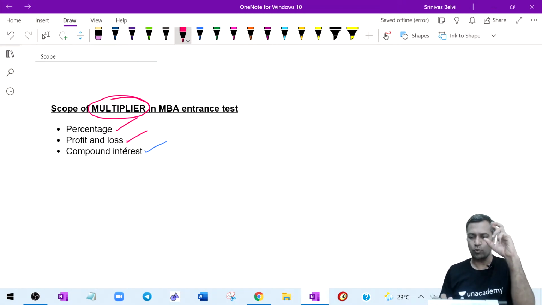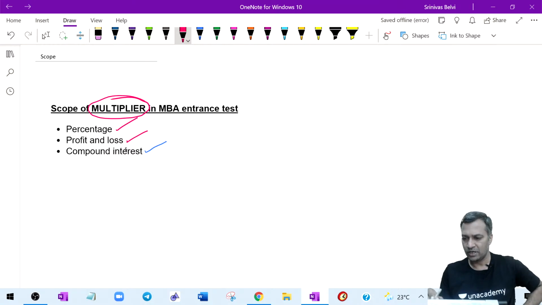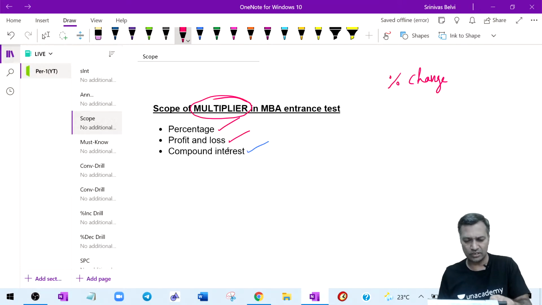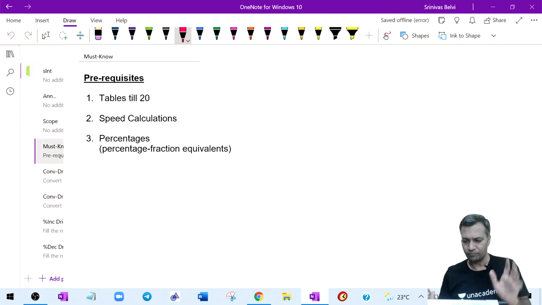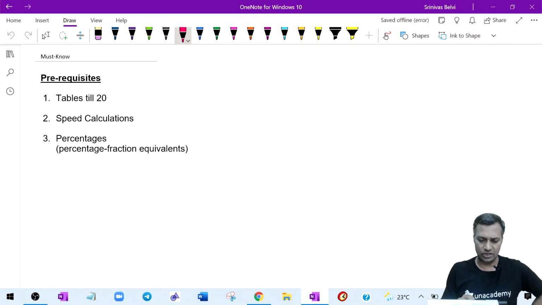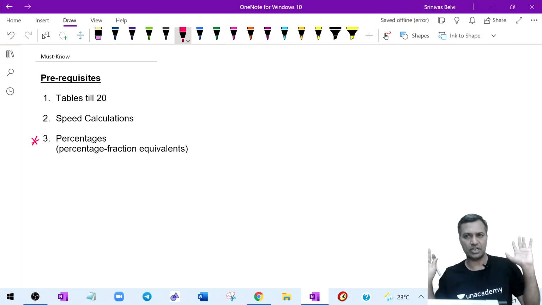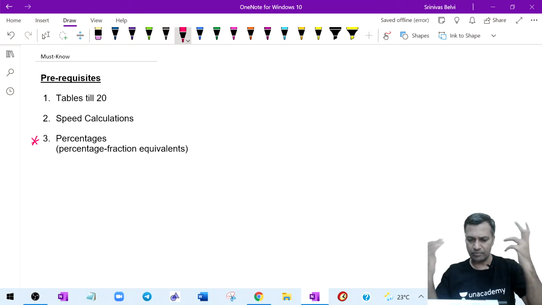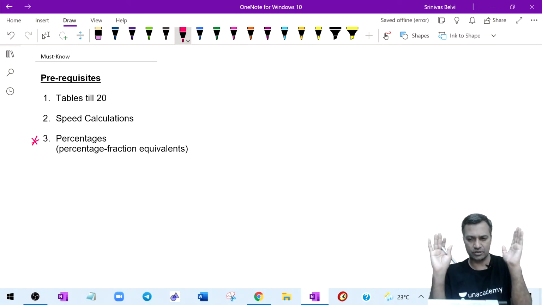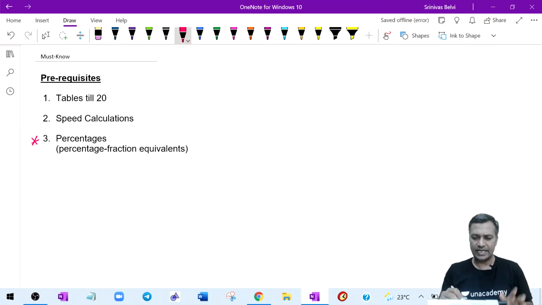Coming to this, what is this multiplier I'm talking about? If you want to clearly understand this one word, it is percentage increase or percentage change. Whenever percentage, even before I do that, what are the nuts and bolts I'm expecting from you? This is the third one I'm clearly expecting from you. Even before I state, let me set the expectation for this particular class in about 3, 4, 5 minutes. Tables up to 20.